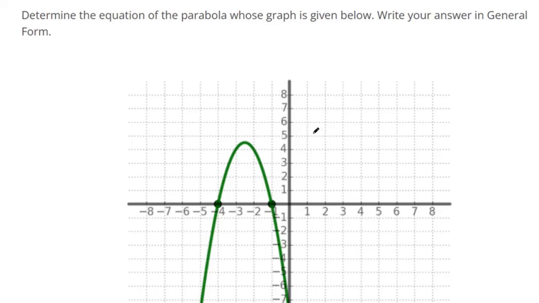We're asked to put this in vertex form. Oh wait, sorry, general form. So we're supposed to just create the equation of this quadratic. So the big things you want to pick up on are the fact that it crosses at -4.